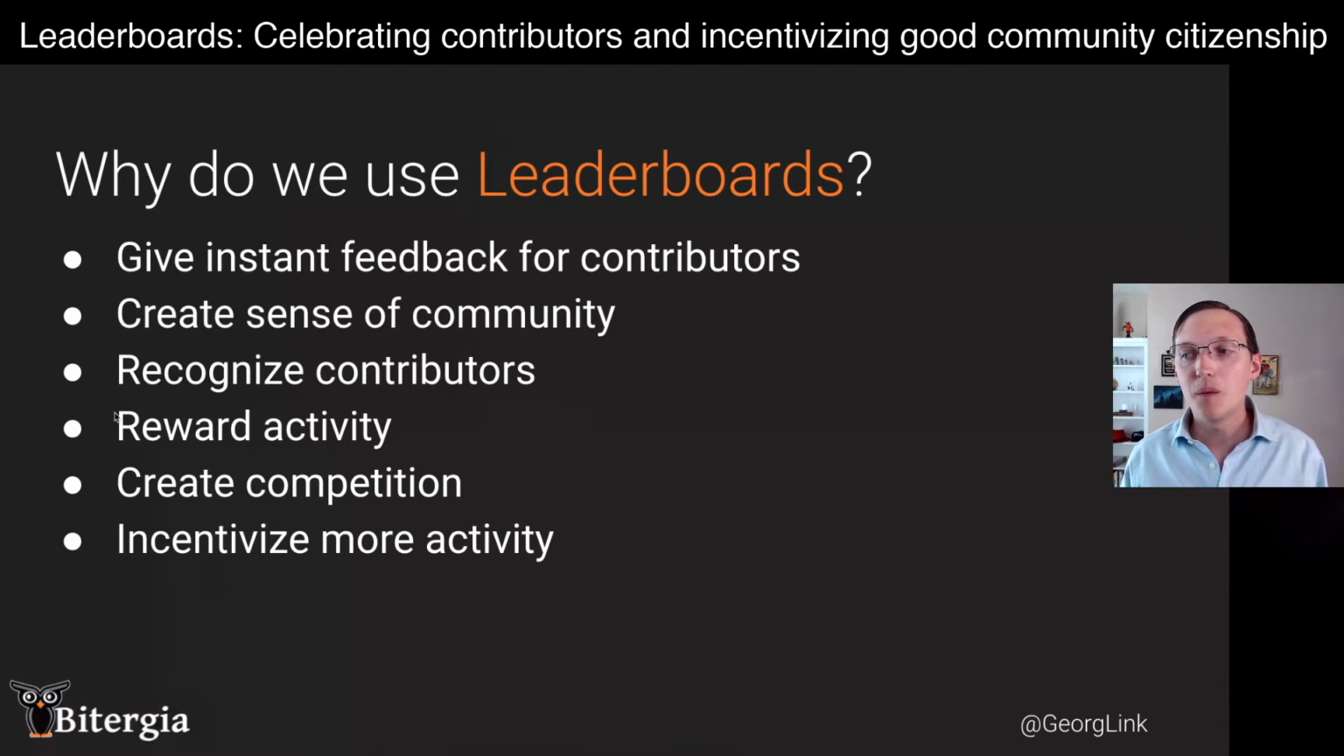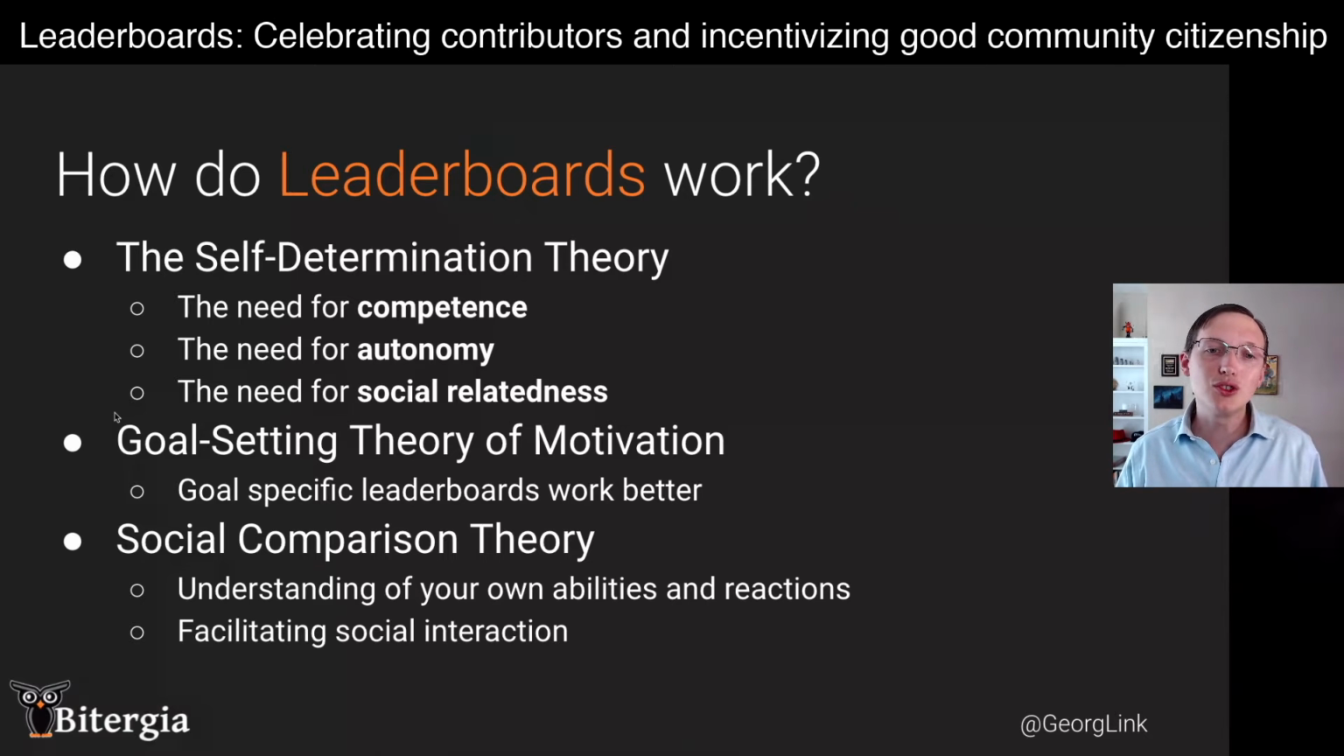How they work, if we dive into the theory: self-determination theory says that, if done correctly, they satisfy the need for competence. We can see the work that we're doing has an impact. They provide autonomy because we can choose our own way of reaching the next level. We can have social relatedness as we talk with others.